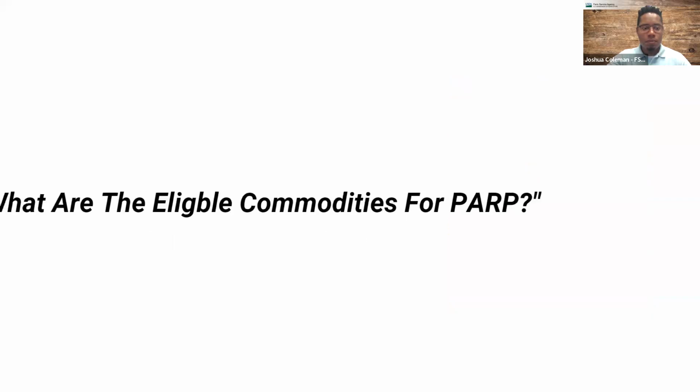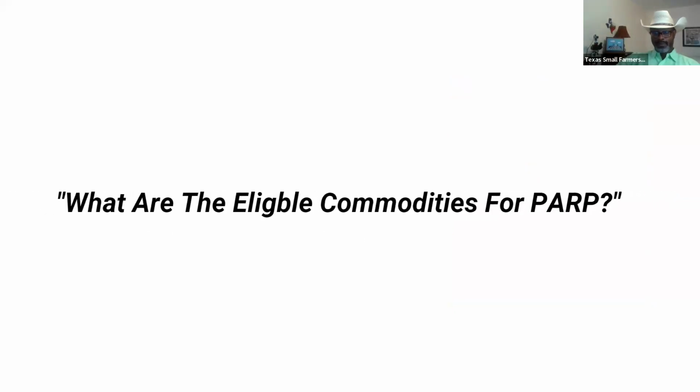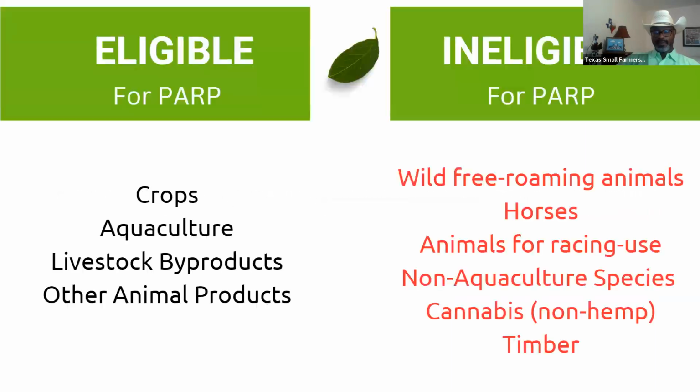Okay. Now, what are the eligible commodities for the PARP program? Some of the eligible ag commodities include crops, aquaculture, livestock byproducts, or other animals or animal byproducts that are produced as part of a farming operation, and that may be intended to be sold and marketed commercially.